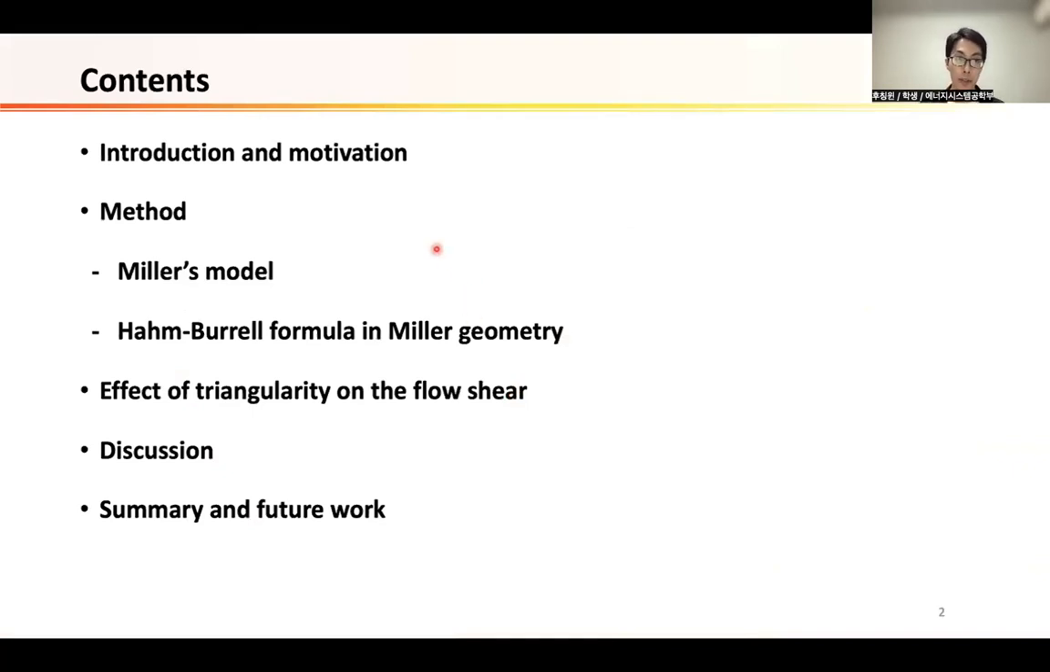I will introduce the negative triangularity plasma and show my motivation. I will go through the method I used in this work, and I will analyze the effect of triangularity on the flow shear. I will discuss the flow shear in negative triangularity plasmas, and I will show a summary and my future plan.